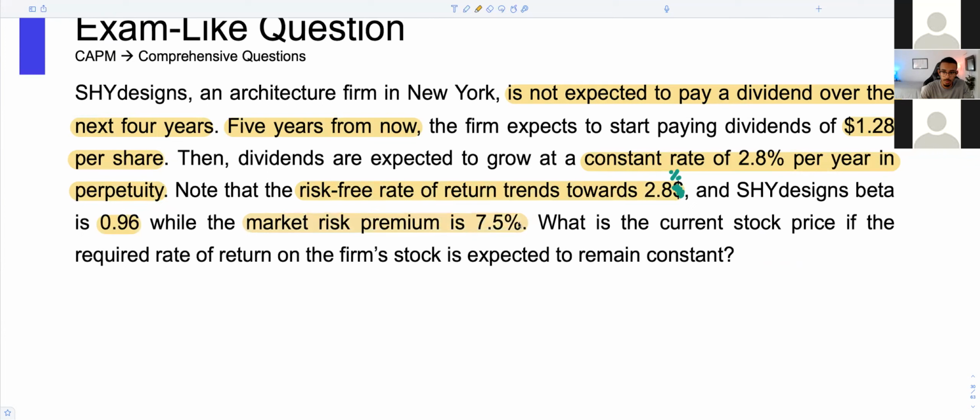What is the current stock price if the required rate of return on the firm stock is expected to remain constant? So we're solving for the current stock price. That's what we're essentially solving for. So you may be like, what am I even supposed to do with this? But once again, I think we could all agree that there seems to be a little bit of equity valuation and a little bit of CAPM in this question.